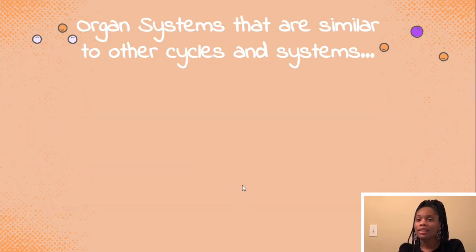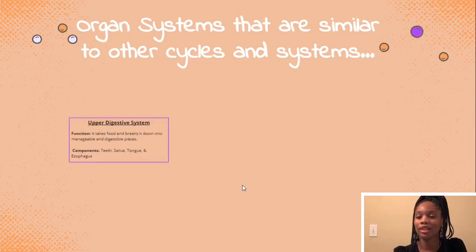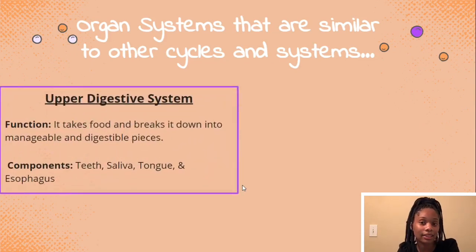Let's do another one. I think I want to go with the upper digestive system. The upper digestive system's function is to take food and break it down into more manageable and digestible pieces. Remember I told you your digestive system starts the moment you put food into your mouth. Its components, its organs, are the esophagus, the tongue, your mouth, and then you need your teeth and your saliva to help the upper digestive system work properly.